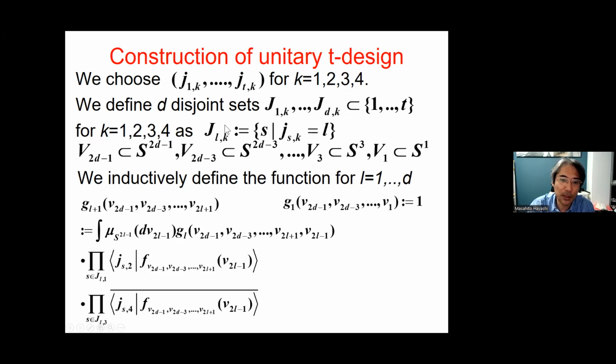Using that subset, we inductively define the function in this way. G is a function. We need to define some function inductively, so this is somewhat complicated. Firstly, G_1 is always 1, and then the second one is G_2. G_2 is defined using this inductive method. So once G_1 is defined, then G_2. Once G_L is defined, then you can define G_(L+1). Using this method, you can define the function.